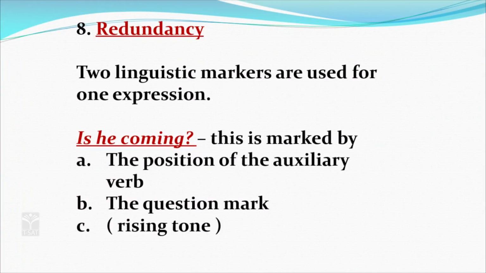If I ask a question, is he coming? It is a question or an expression. It is marked by two features. One is the fronting of the verb. You can see, is he coming? Here the verb comes first and it ends with a question mark. So the fronting of the verb and the question mark, they both refer to one expression.